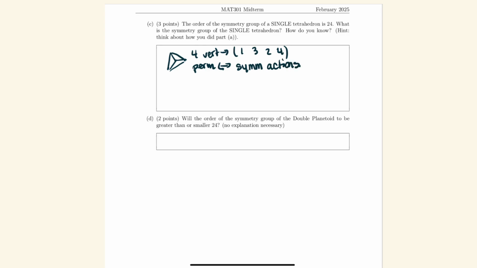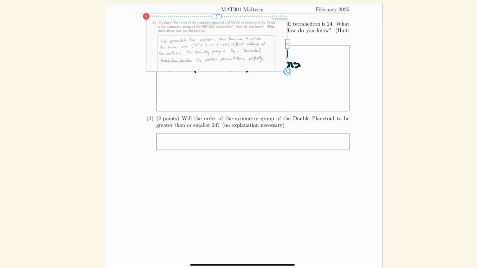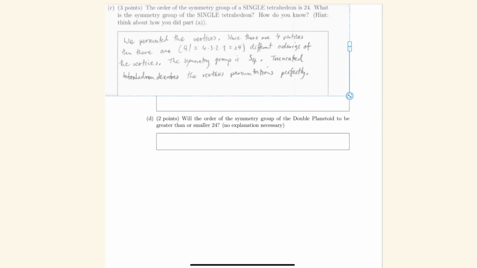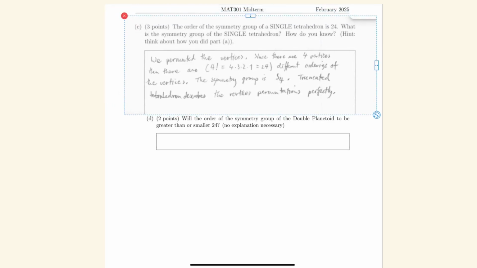Okay, and so we're told to, and this is all in a single tetrahedron, even though the beginning was on a double tetrahedron. So in the first part, let me go to a student solution before I explain it anymore. We'll see where we are. Okay, so this student points out that we permuted the vertices, and there are 24 different orderings of the vertices, so that means that we have to get all of them because of the order of the symmetry group.